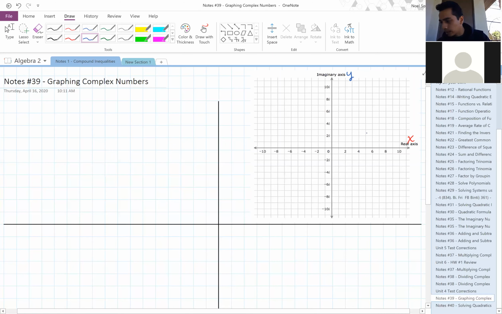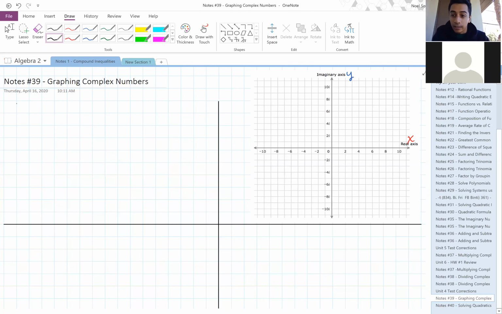Okay, so we're gonna go ahead and graph. First of all, let me give you the name for this new plane. It's not really the XY plane anymore. It's something that could be called the complex plane.